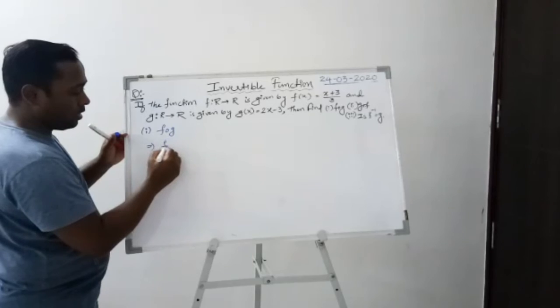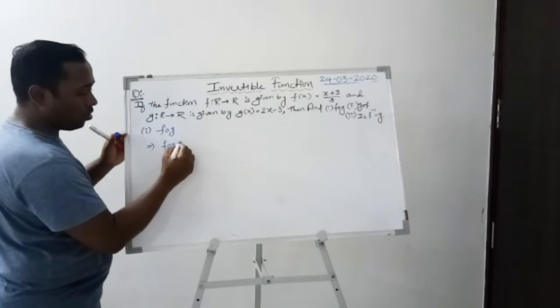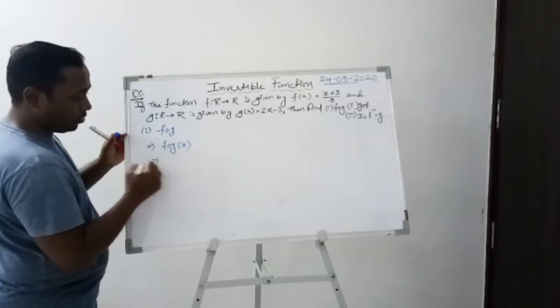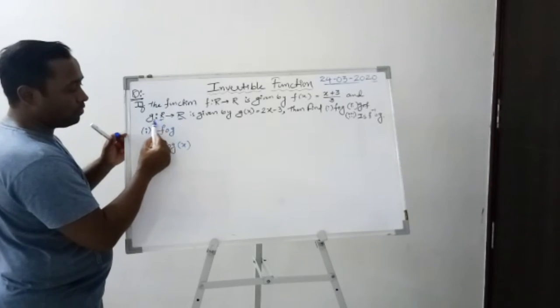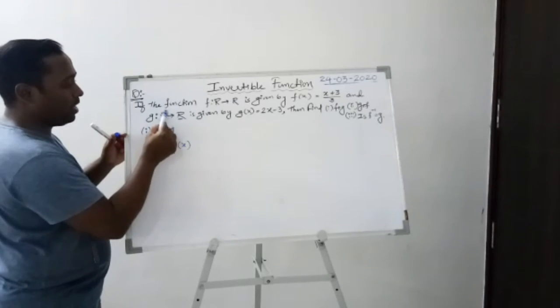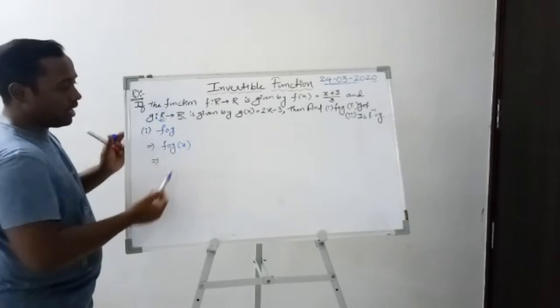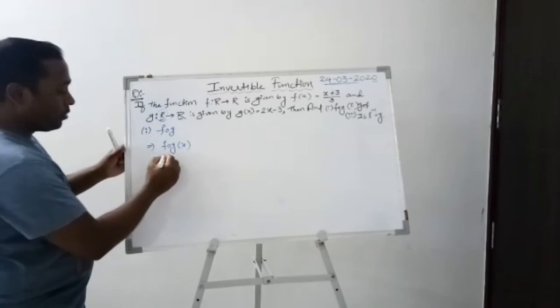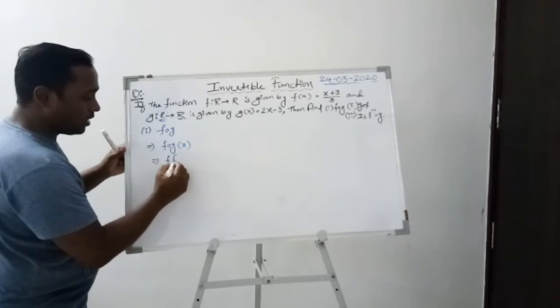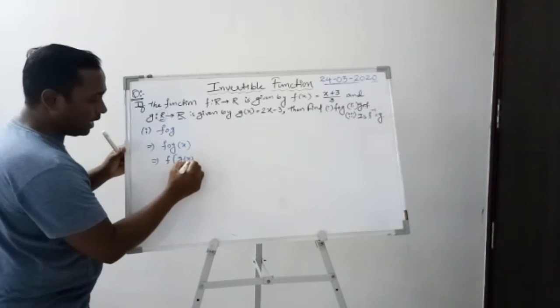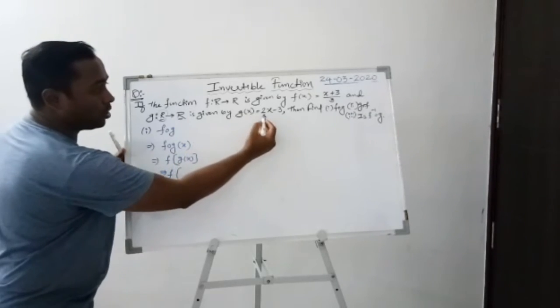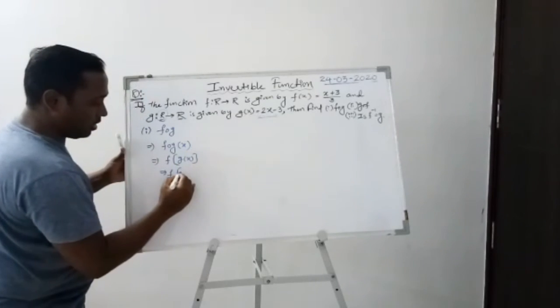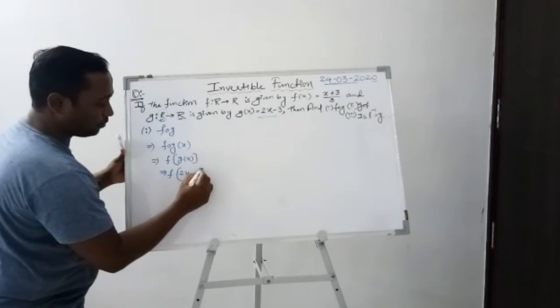It means that we can write the fog as fog of x, because whatever values we are taking are from the domain of this function only, and the domain is what? Real numbers, meaning that x may be any real number. So here it can also be written as f of g of x. So f of, what is the g of x function given as? 2x minus 3. We are writing that.